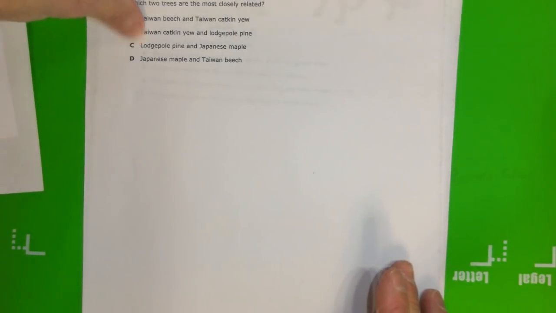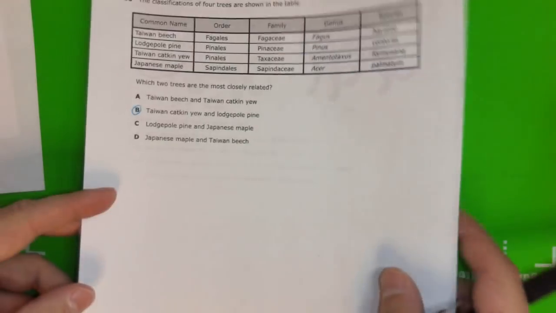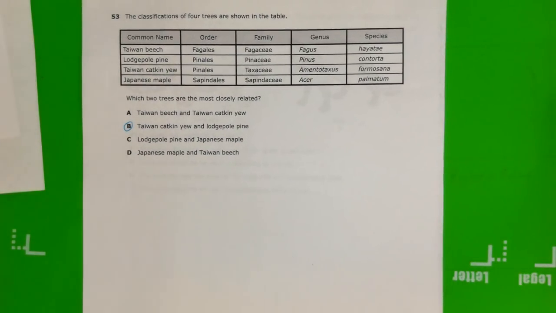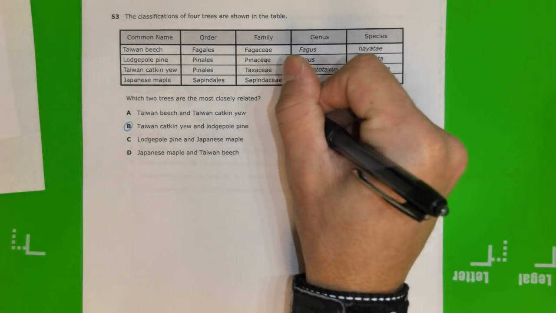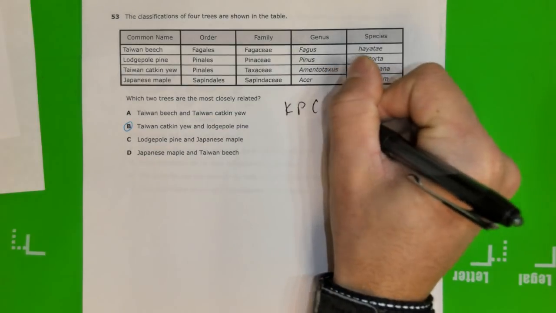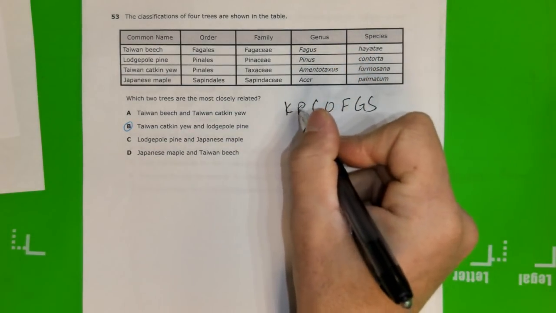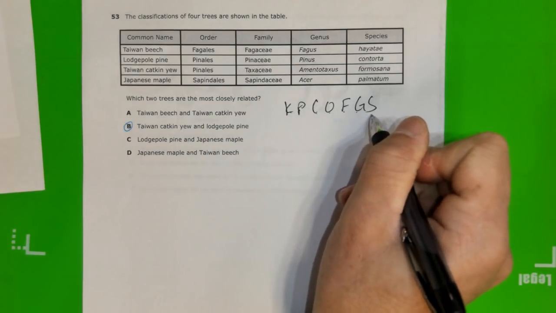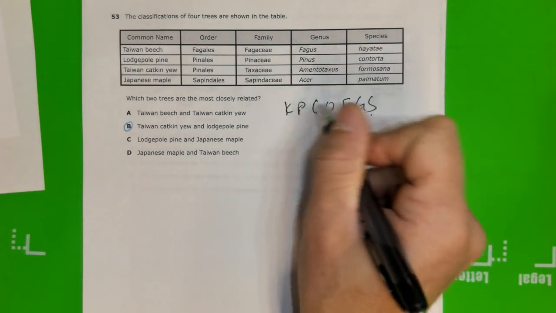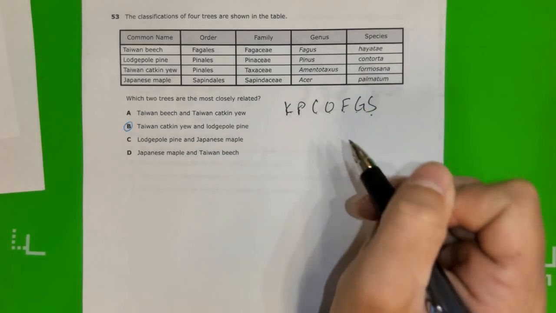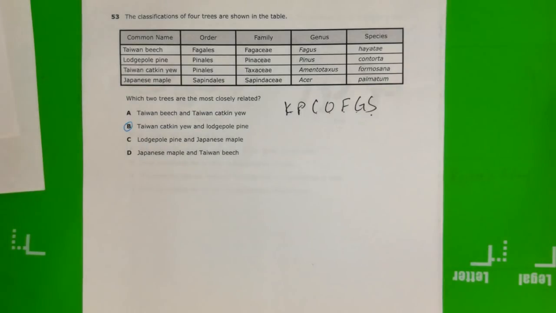53. Classifications of 4 trees are shown in the table. Which 2 trees are most closely related? So this goes back to King Philip came over for good soup. So this comes back to kingdom, phylum, class, order, family, genus, and species. So the more of these taxa, these taxonomic groups that they have in common, the more closely they are related. So we want to find the ones that have the same what?